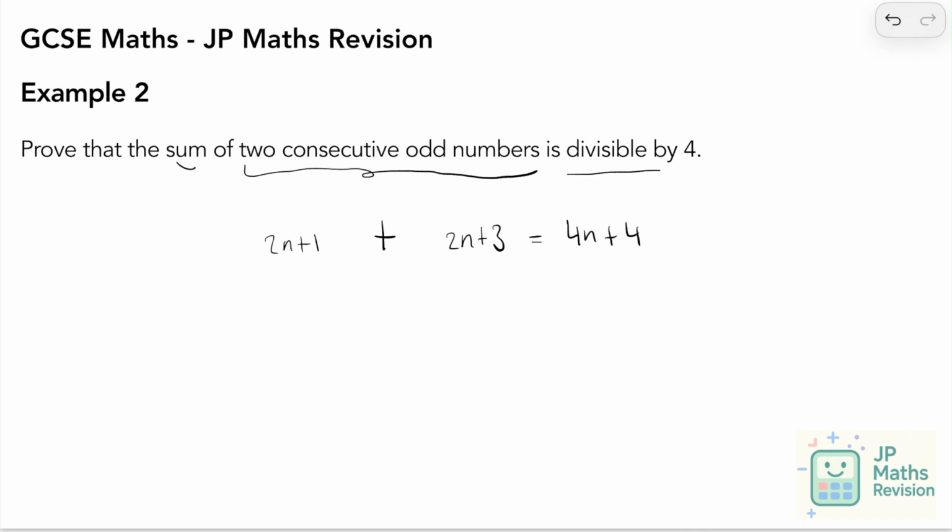So I need to prove that it's divisible by 4. What I can do is pull out a factor of 4. So it's going to be 4 bracket n plus 1. And this is therefore a multiple of 4, because here you can see it's got 4 as a factor. So the answer is therefore a multiple of 4.